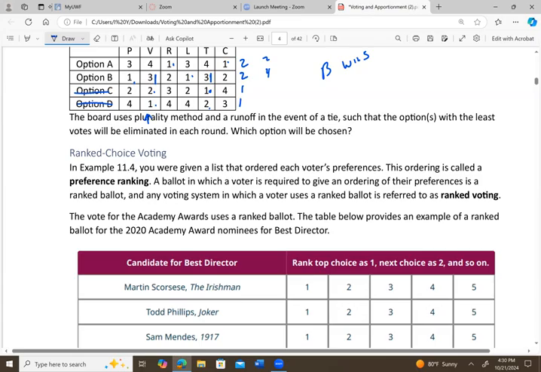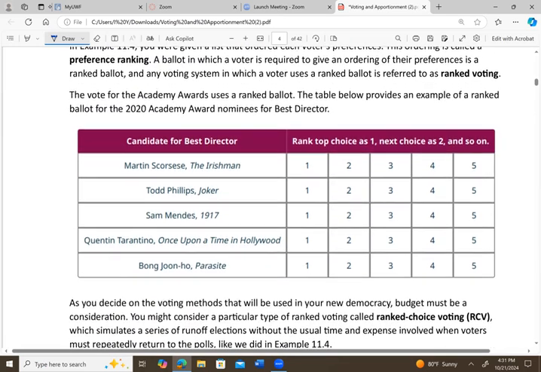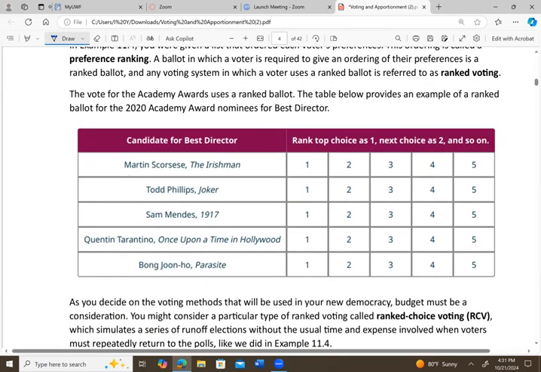Now, in example 11.4, you are given a list that ordered each voter's preferences. This ordering is called a preference ranking. A ballot in which a voter is required to give an ordering of their preference is a ranked ballot. Any voting system in which voters use ranked ballots is referred to as ranked voting. The vote for the Academy Awards uses a ranked ballot. The table below provides an example of a ranked ballot for the 2020 Academy Award nominees for Best Director.